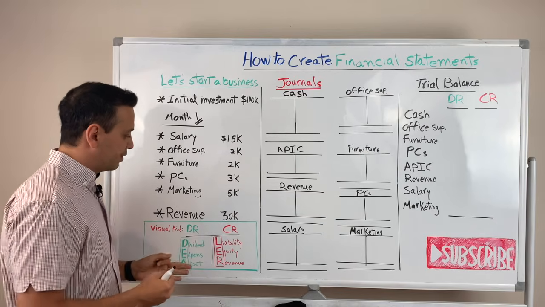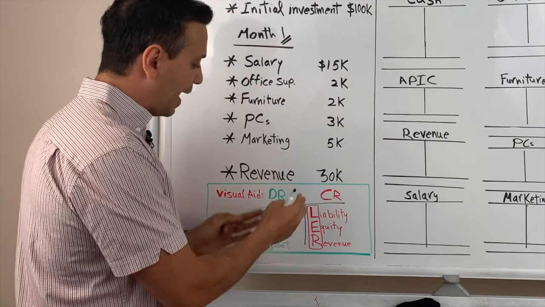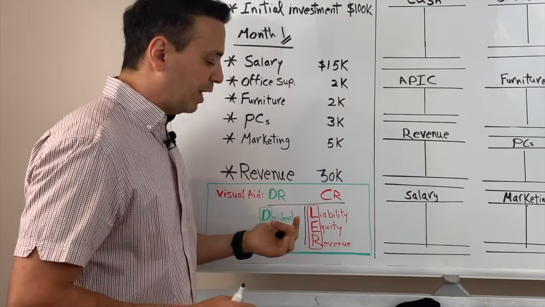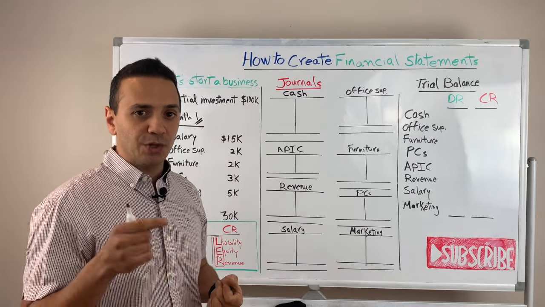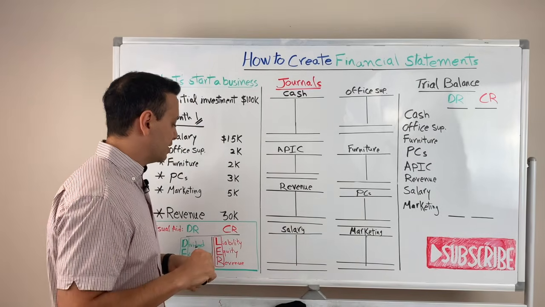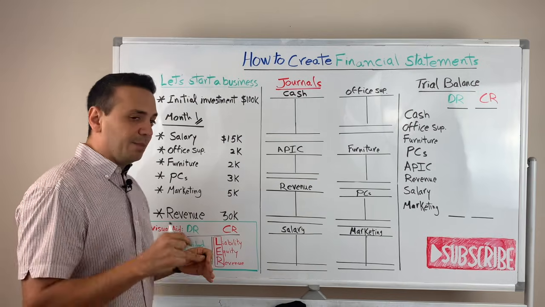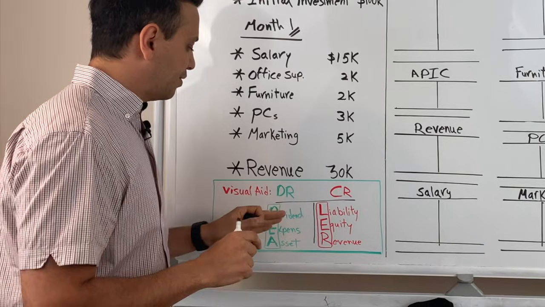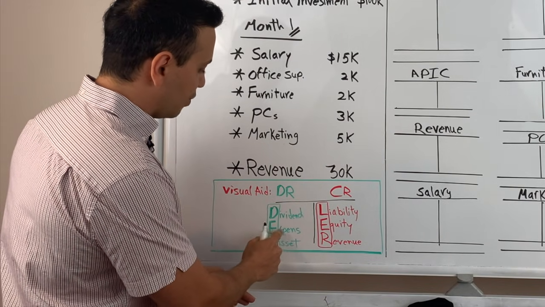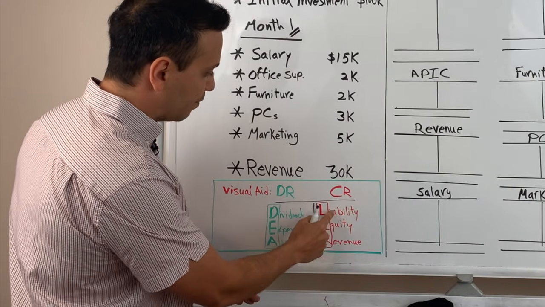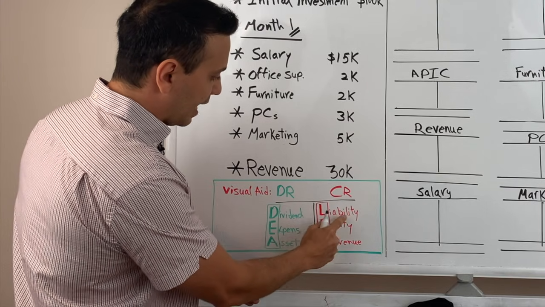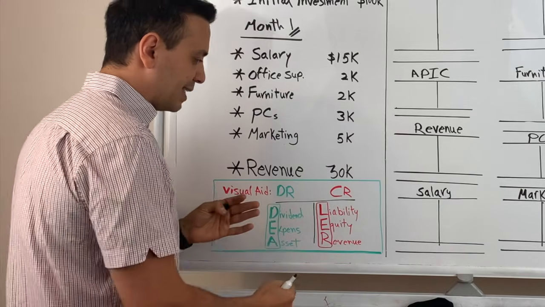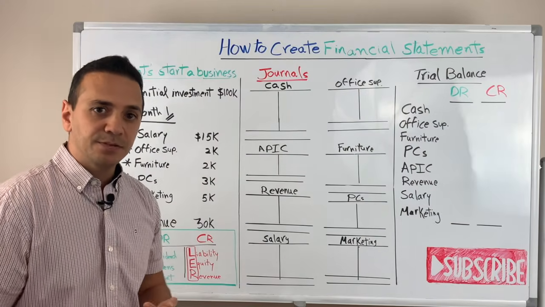And the way we're going to create the journal entries, we'll use our visual aid here, or our acronym DEALER. And if you haven't seen my video on how to record journal entries, I'm going to leave a link to it up here. Basically, this is the acronym that I use even up until today, after 15 years in accounting, to remember my debits and credits. And basically, the acronym is DEALER. D is for dividend, E is for expenses, A is for assets. And the other side of it, the credit side of it, is L for liability, E for equity, R for revenue.